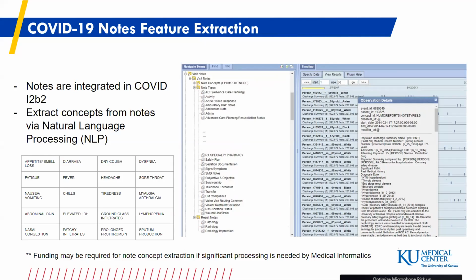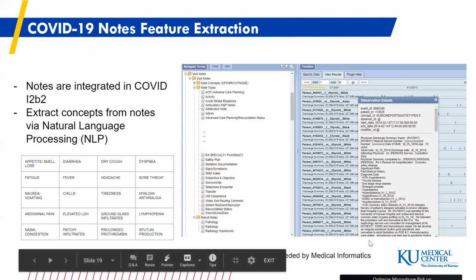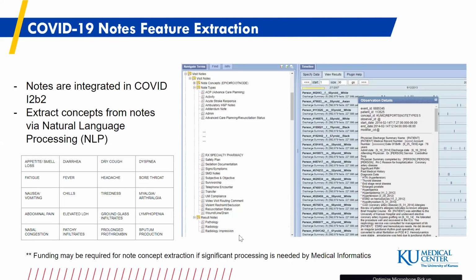The figure on the right shows where notes live in the Heron release. In the visit notes folders, we have note types and result notes. Note types contains over 112 different physician note types, including progress notes, ED notes, discharge summaries, and so on. In the result notes, we have the pathology and radiology impressions and exams.